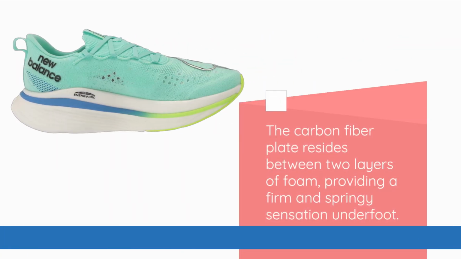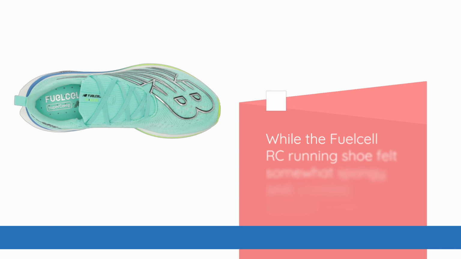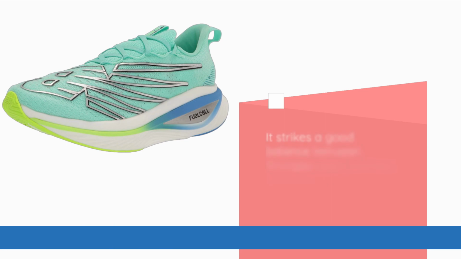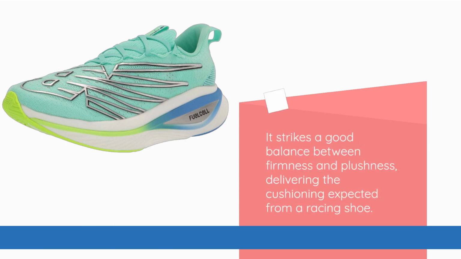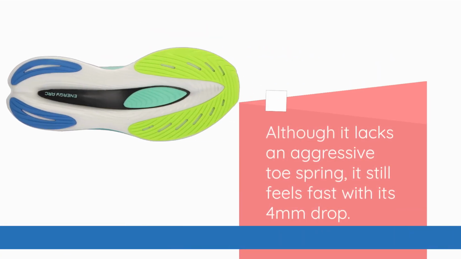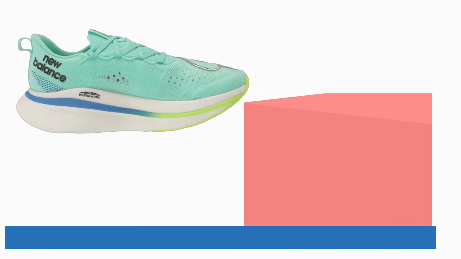The carbon fiber plate resides between two layers of foam, providing a firm and springy sensation underfoot. While the Fuelcell RC running shoe felt somewhat spongy and unstable around corners, the Elite V3 offers a more stable and responsive experience. It strikes a good balance between firmness and plushness, delivering the cushioning expected from a racing shoe. Although it lacks an aggressive toe spring, it still feels fast with its 4mm drop.